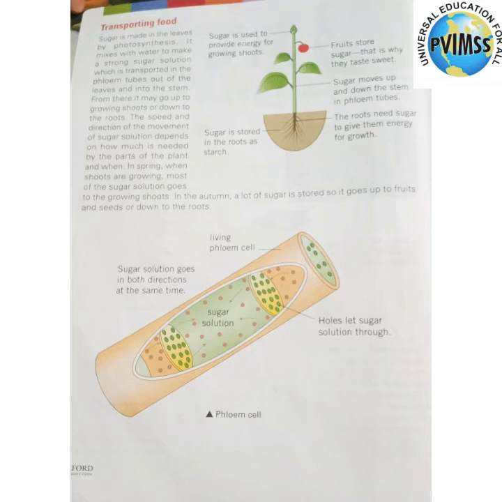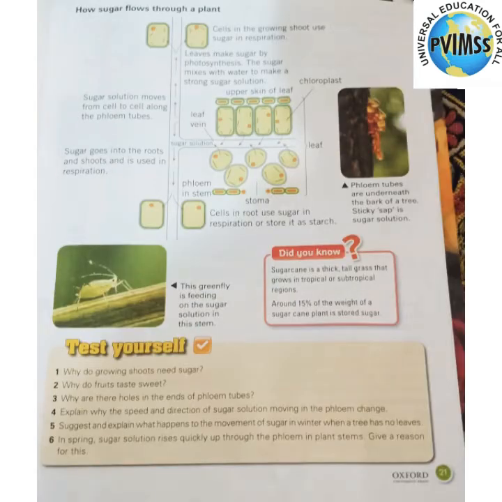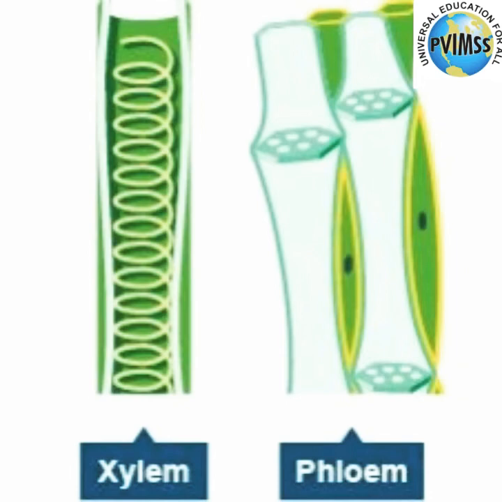The speed and direction of the movement of sugar solution depends on how much is needed by the parts of the plant. When shoots are growing in the spring, most of the sugar solution goes to the growing shoots. In the autumn, a lot of sugar is stored, so it goes up to the fruits and seeds or down to the roots. Sugar solution goes in both directions at the same time. Phloem tubes have holes which let sugar solution through.